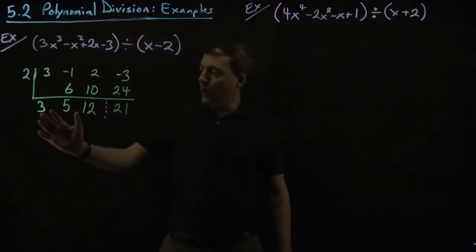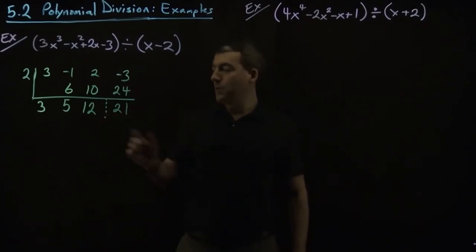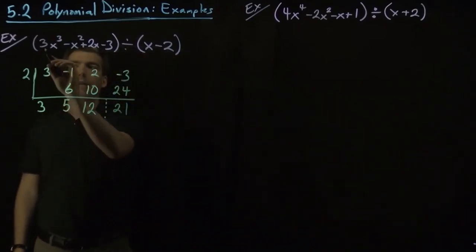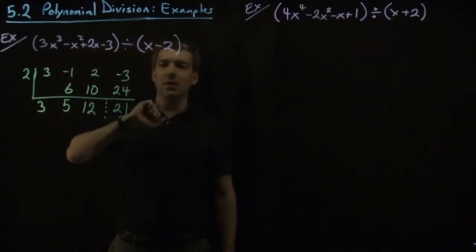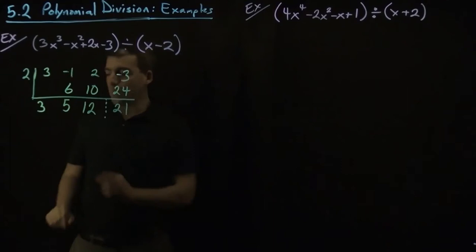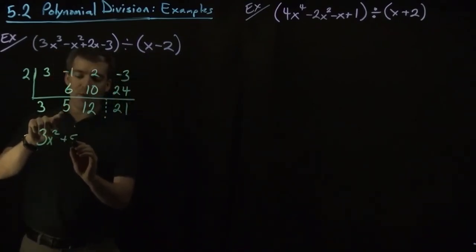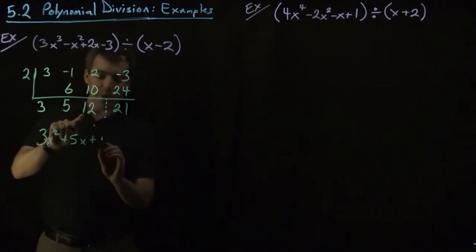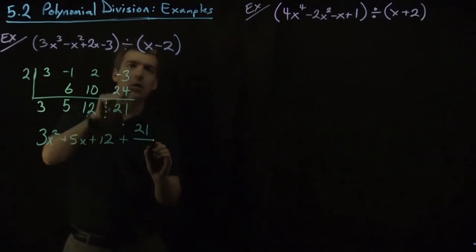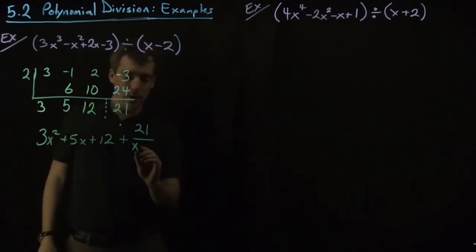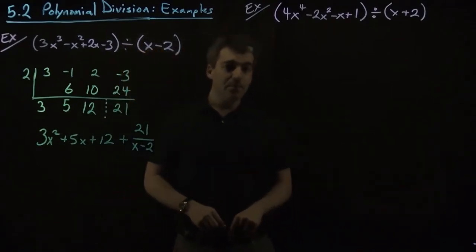All right, the result here is the coefficient of the quotient, and this is the remainder term. So we have that 3x cubed minus x squared plus 2x minus 3 divided by x minus 2 is 3x squared plus 5x plus 12 plus 21 over x minus 2. All right. Let's do another example.